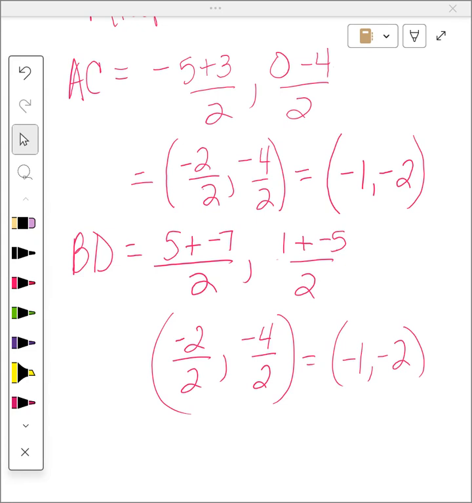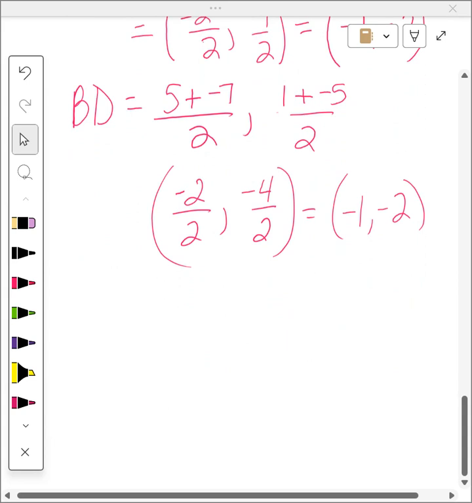Okay. So this figure is a what? It's only a parallelogram. It's not a rectangle because the diagonals were not congruent. And it can't be a square without being a rectangle. And we don't really work on rhombuses, but it's not a rhombus either. Okay? So this figure is a parallelogram. Did we all get that?